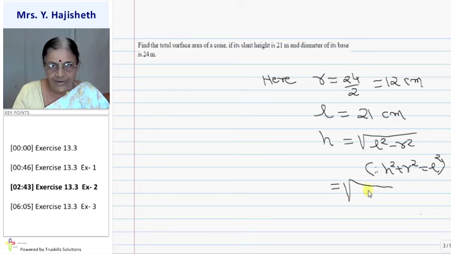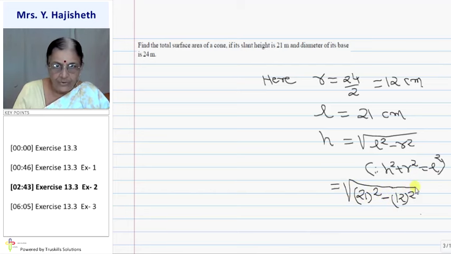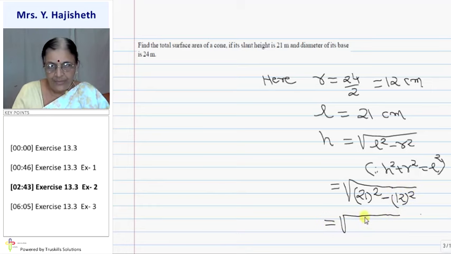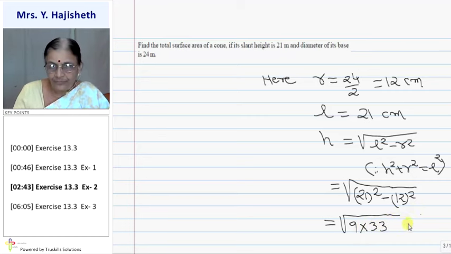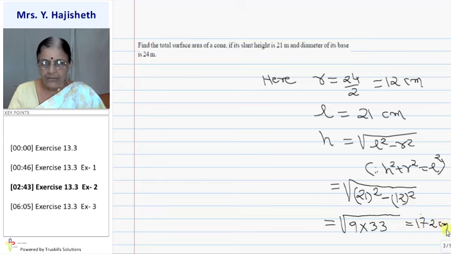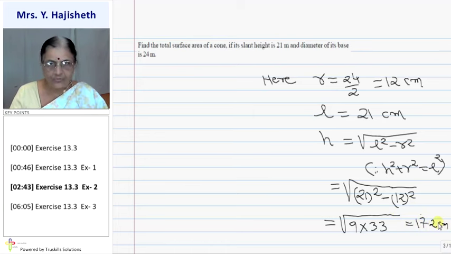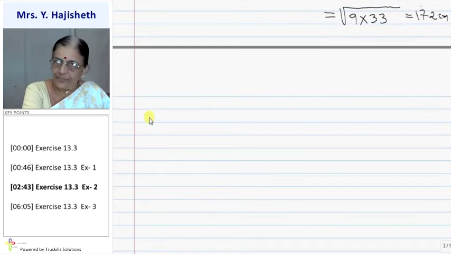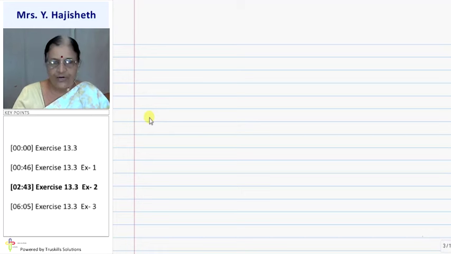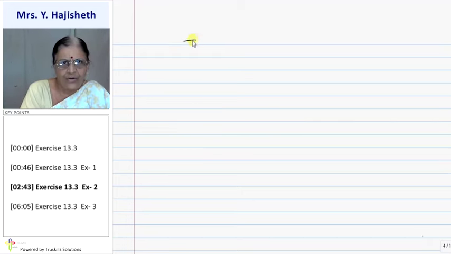Under root, l square is 21 square minus r square is 12 square. So it is under root 21 minus 12 will be 9, and 21 plus 12 is 33. Clear? So it is coming 17.2 centimeter. So do you think you require h for total surface area? No. I found this extra for you, because h is required for getting volume. Okay, h we don't need, but I have shown you how to find out h. If we need value of h, then this way we can find out h. But here we don't require h, because you are asked to find out total surface area of cone.